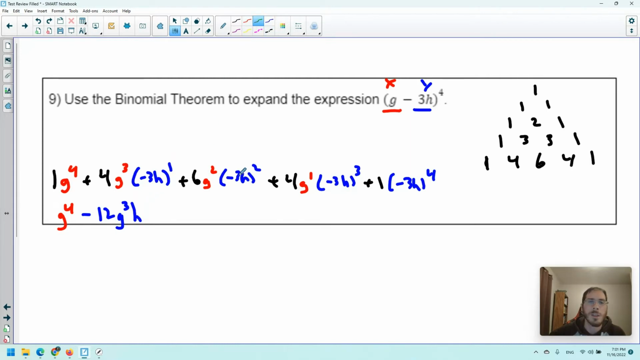Next one, I got 6 times negative 3 squared. Well, negative 3 times negative 3 is 9. 9 times 6 is 54. G squared, h squared.